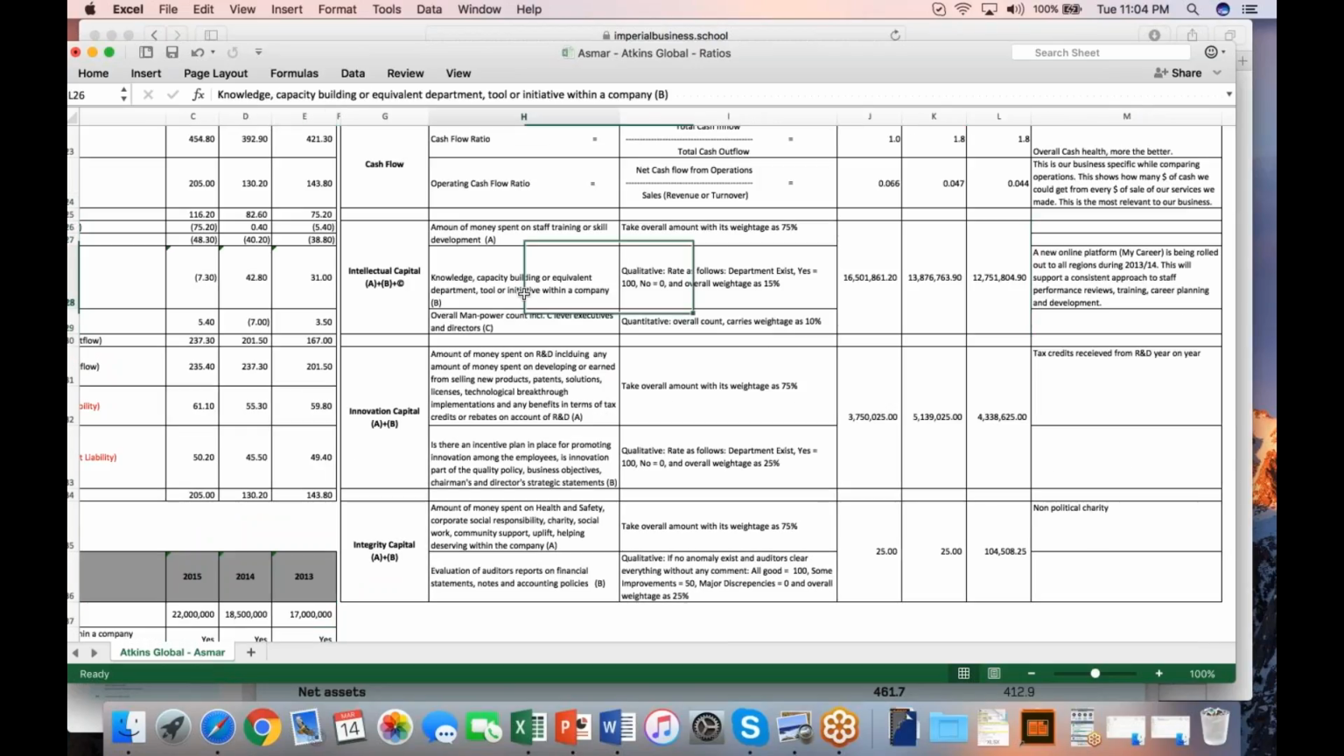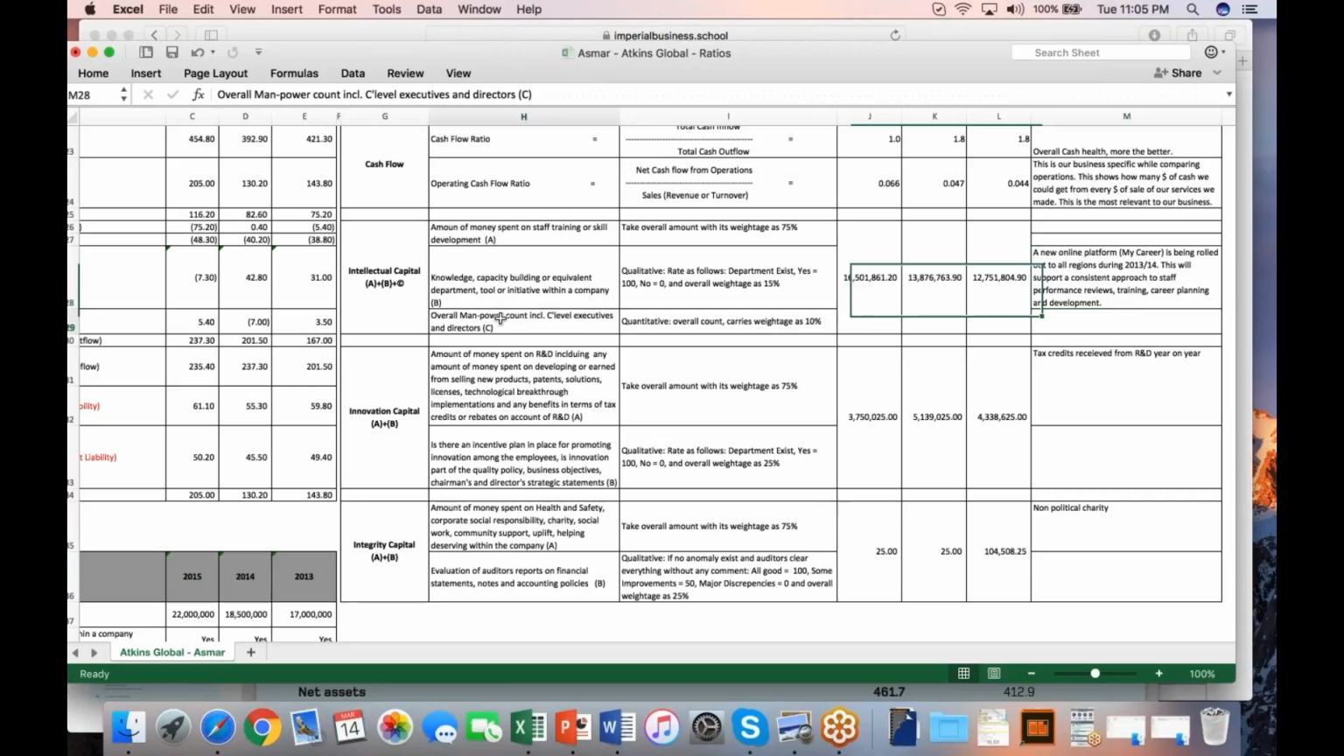Simple. Then the second is knowledge or capacity building or equivalent department or tool or initiative. This is a simple yes, no. It is a yes. They have a new online platform that is being rolled out to all the regions in 2013-14. The best thing to do is you don't have to spend a lot of time, because we will do a lot of commentary on this. You can just do Control F, search training, and you will get all the numbers. Within 10 minutes you will get this.